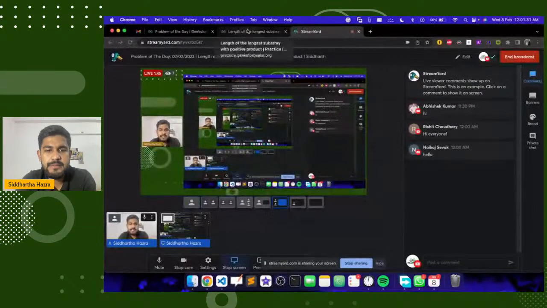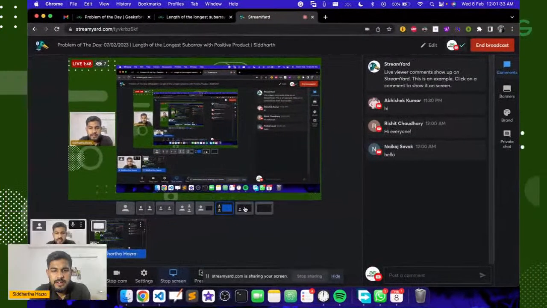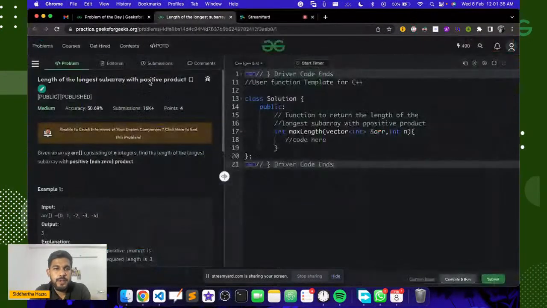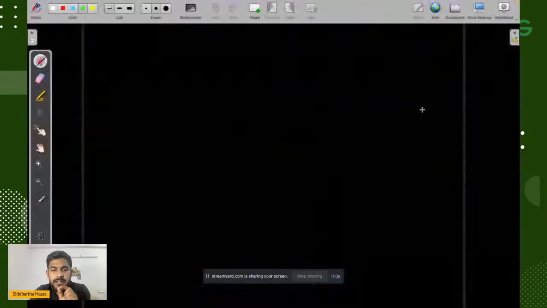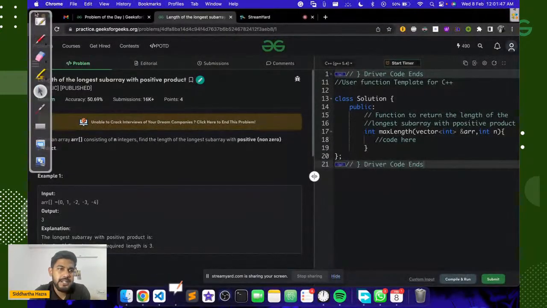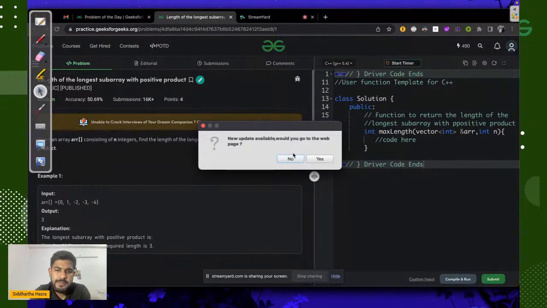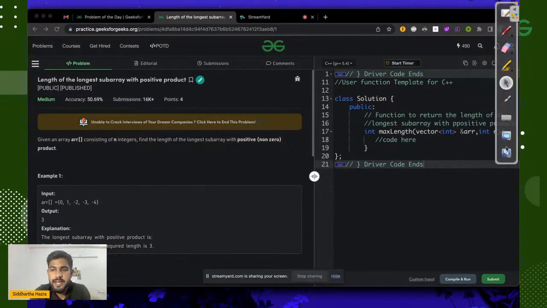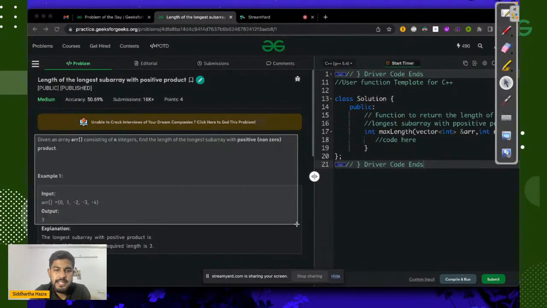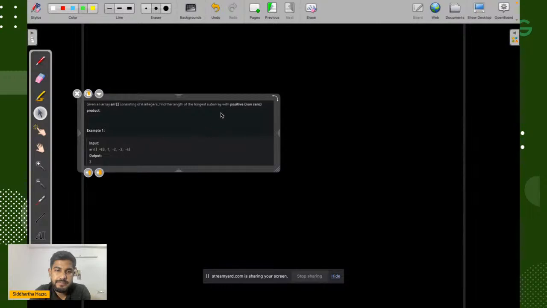So, basically, if you read the problem statement, and the problem statement is a little bit small, the thing is, there is a term associated with this problem set, which is that the problem statement contains the usage of subarray. So let us first understand what is basically a subarray.